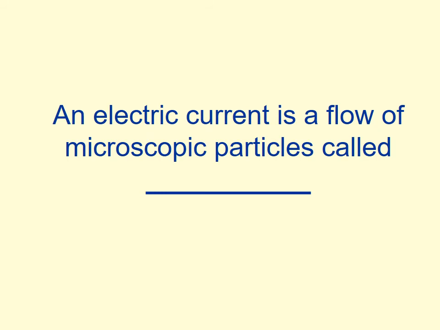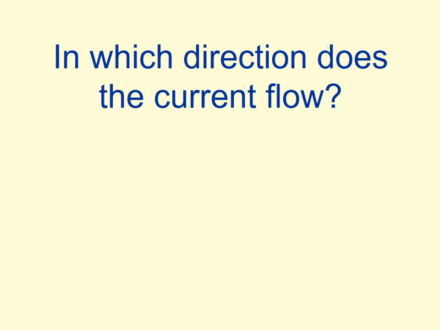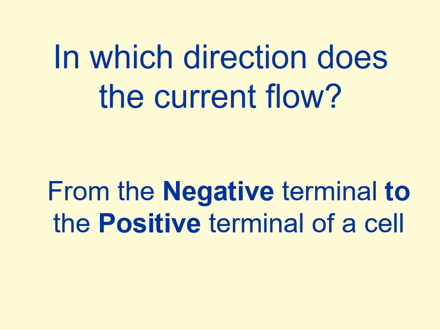An electric current is a flow of microscopic particles called electrons. In which direction does the current flow? Current flows from the negative terminal to the positive terminal. Remember, the electrons are negative, so they're repelled against the negative terminal and attracted to the positive terminal. So they flow away from the negative and towards the positive terminal.